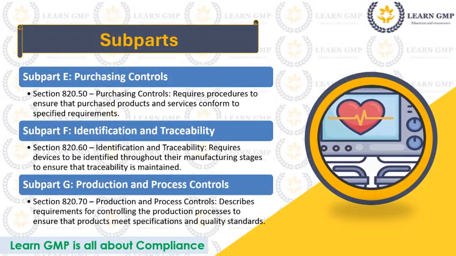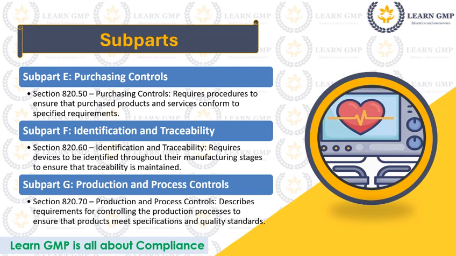Subpart E, Purchasing Controls. Section 820.50, Purchasing Controls, requires procedures to ensure that purchased products and services conform to specified requirements. Subpart F, Identification and Traceability. Section 820.60, Identification and Traceability, requires devices to be identified throughout their manufacturing stages to ensure that traceability is maintained.